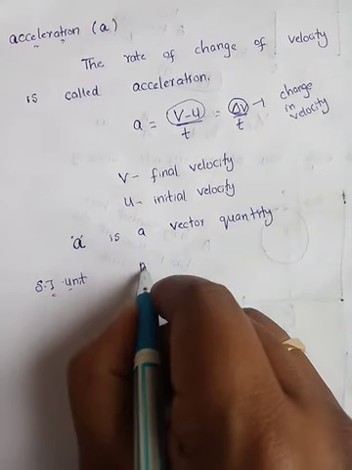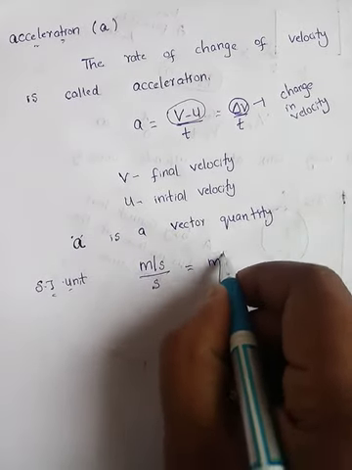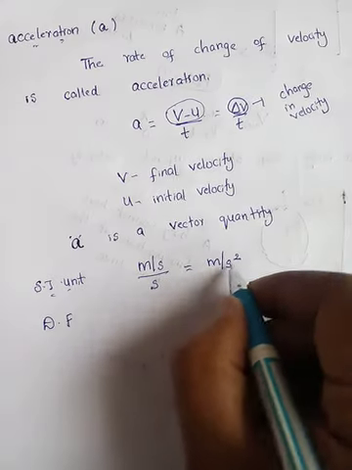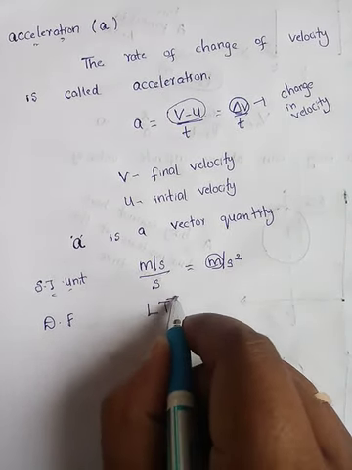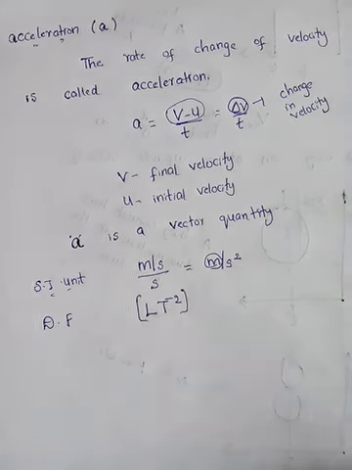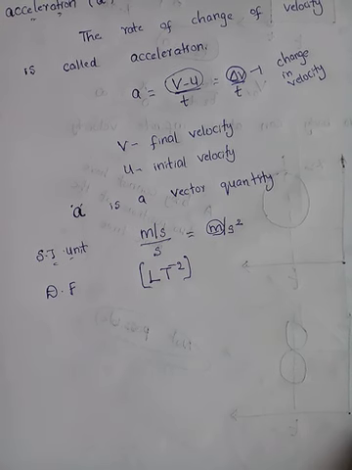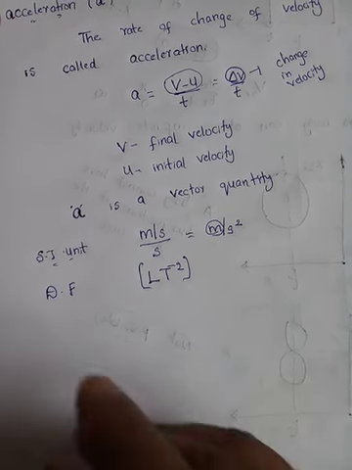What about the SI unit? For velocity, the unit is meter per second. So for acceleration, meter per second by second, that is meter per second square. If you want to write the dimension formula, meter is the dimension of length, so it is L T to the power minus 2. If the velocity increases, the body is said to be accelerated, and if the body's velocity decreases, that is called de-acceleration.